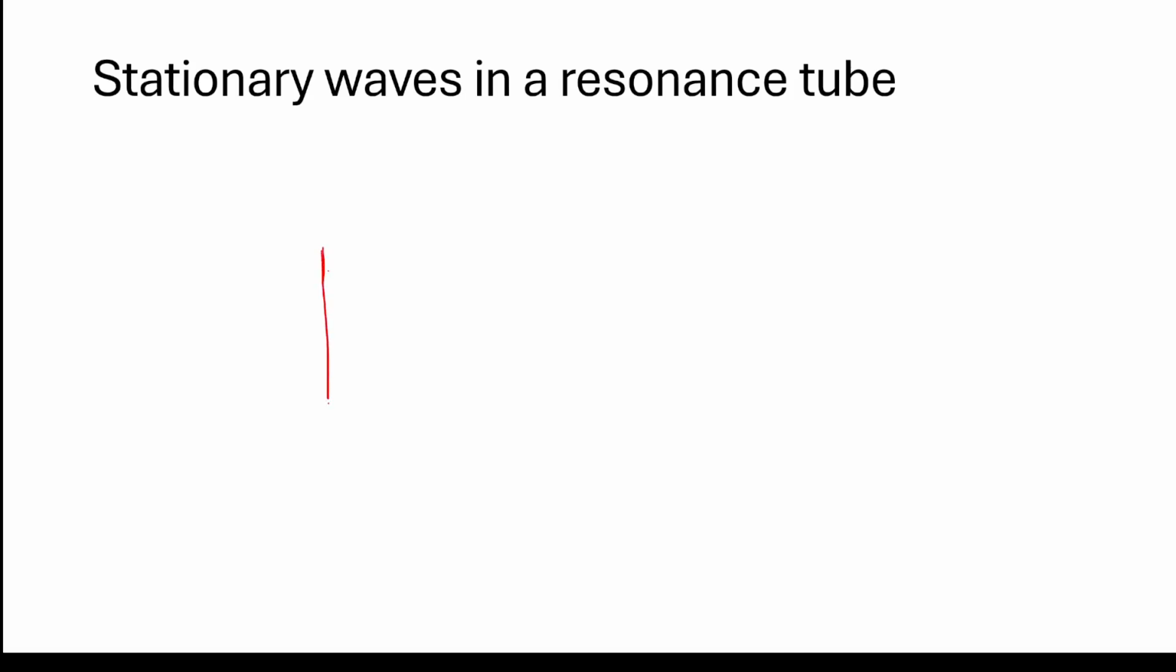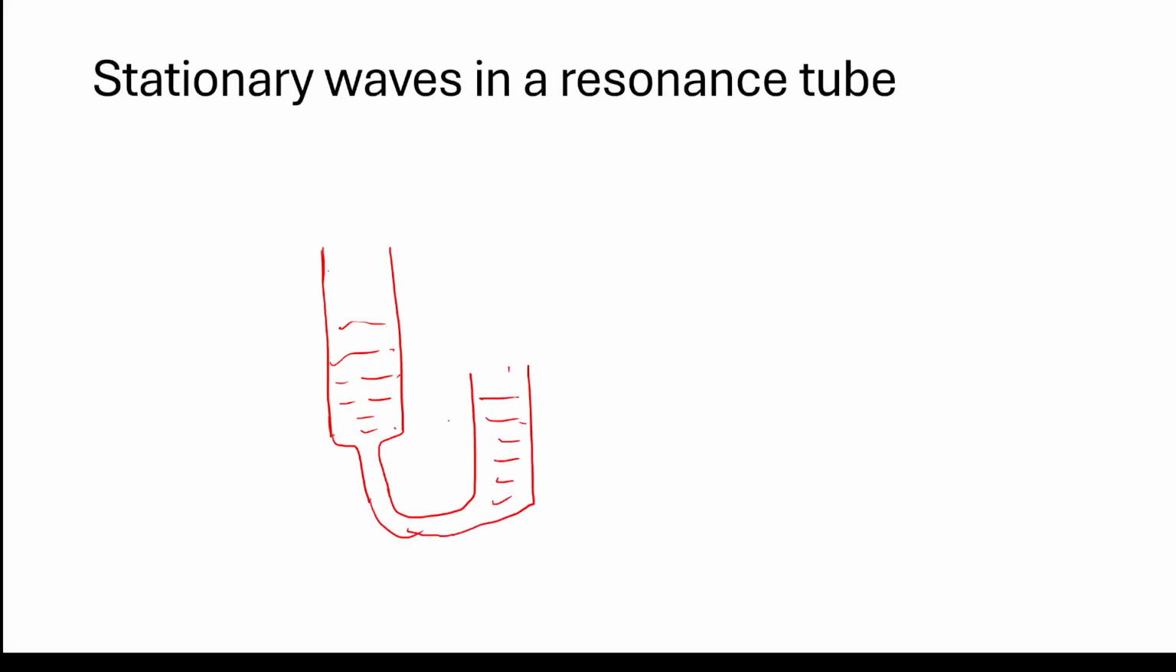It consists of a long cylindrical tube, at the bottom of which there is a rubber tubing. This one is a glass cylinder filled with water, and this tubing is connected to a water source. So there is more water here. The purpose is that the level of this water is moved up and down till the resonance is heard.